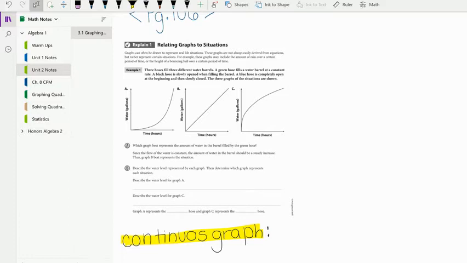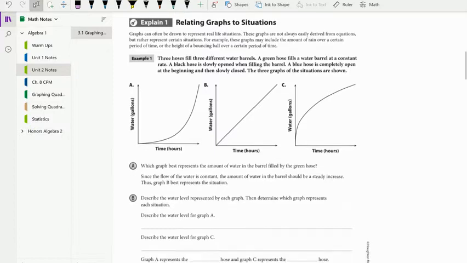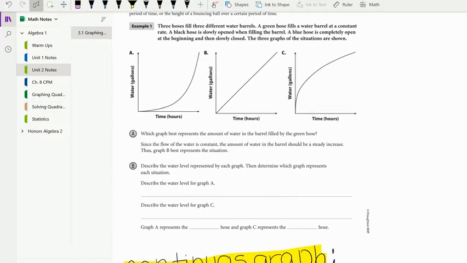So if we look back, it says a green hose fills a water barrel at a constant rate. So that would be part B, because it's going up at a constant rate. It's a line. Anytime we see a line, that means it's constant. So right after that, it actually says, since the flow of water is constant, the amount of water in the barrel should be a steady increase, thus graph B represents the situation. Describe the water level represented by each graph.